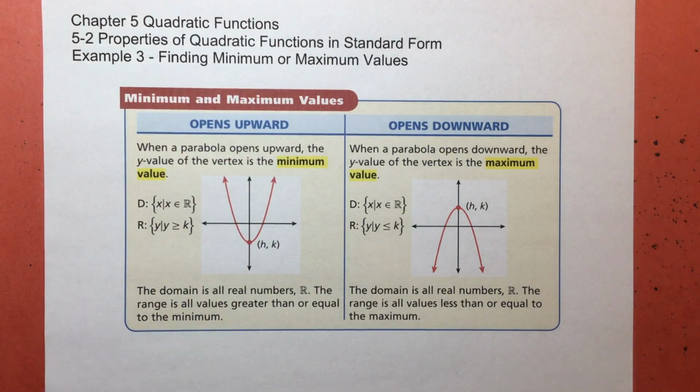Hello, welcome to Chapter 5, Section 2, Properties of Quadratic Functions in Standard Form. In this example, we're going to talk about minimum and maximum values. This will be an important concept that you're going to study. We're going to introduce it here, and we're going to introduce it with quadratic functions.